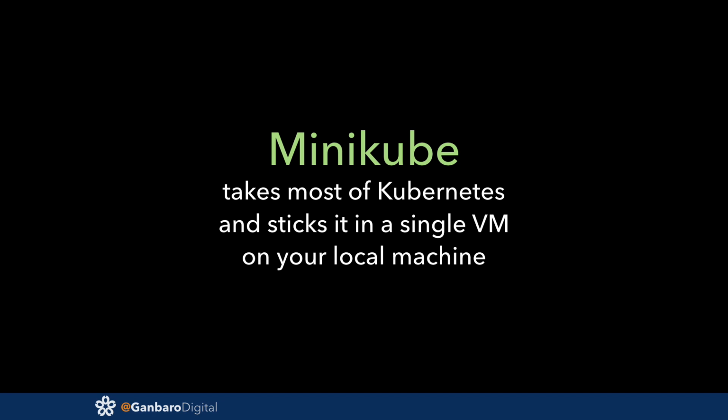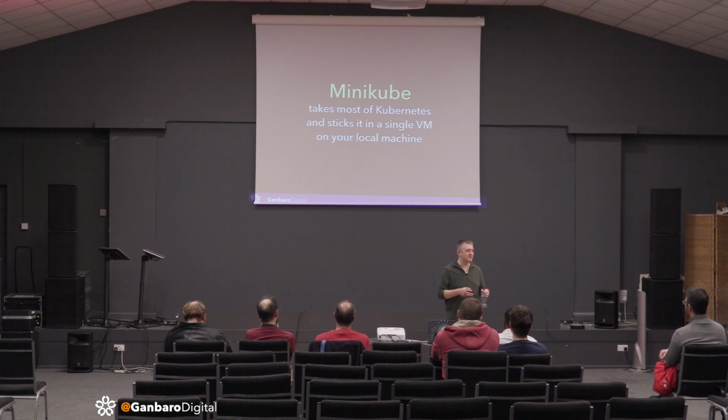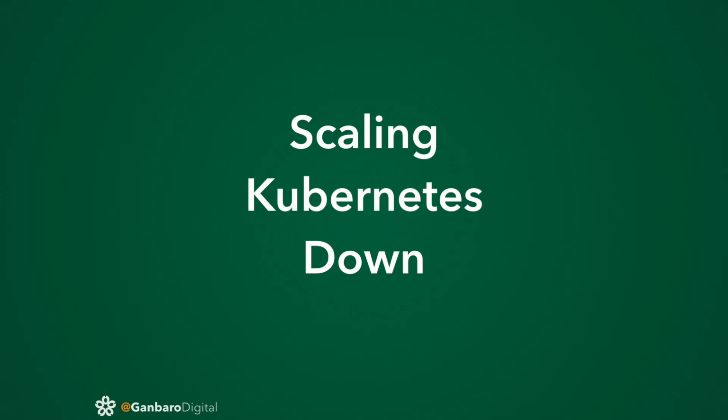So the whole point of Minikube is to give you a way to get experience with Kubernetes without needing everything I've just talked about on the diagrams before. It runs in a single virtual machine, so you can run it on something like that laptop I'm presenting on, in theory. Now to do that, what it's doing is it's scaling down Kubernetes.